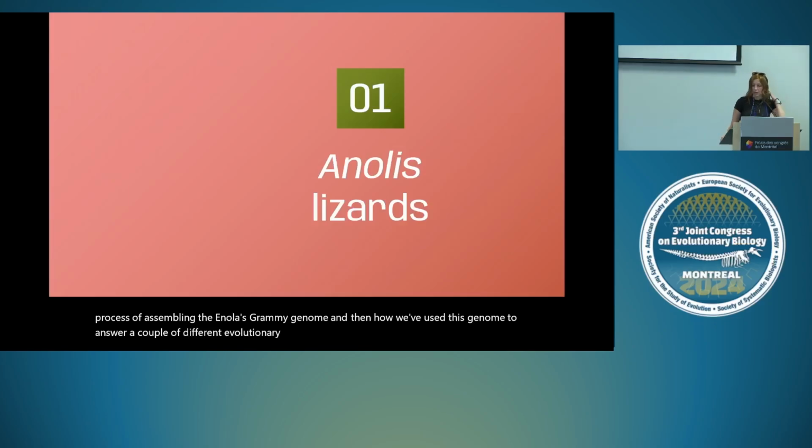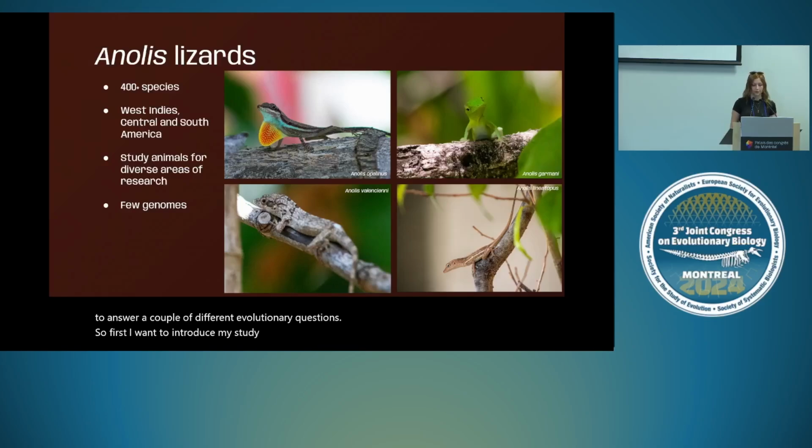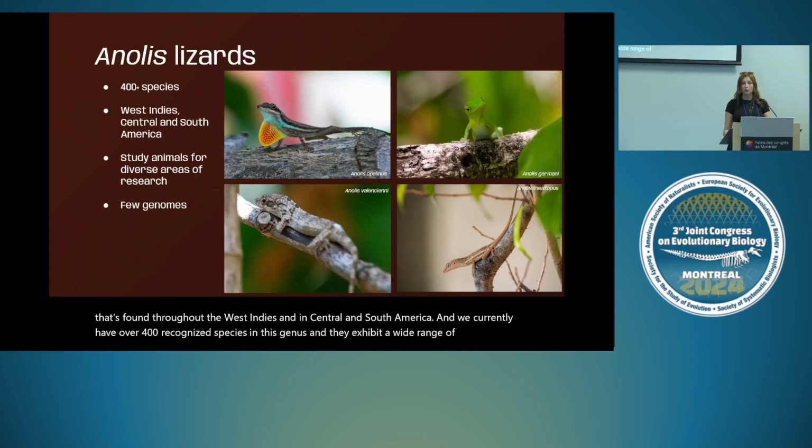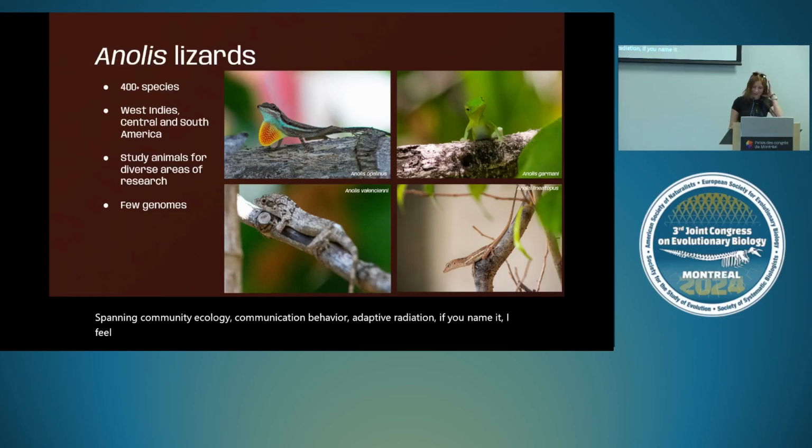So first, I want to introduce my study system, Anolis lizards. Anoles are a genus of lizards that's found throughout the West Indies and in Central and South America. And we currently have over 400 recognized species in this genus, and they exhibit a wide range of diversity. Now, anoles have also been used as study animals for diverse areas of research, spanning community ecology, communication, behavior, adaptive radiation, you name it. I feel like anoles have been studied for that.